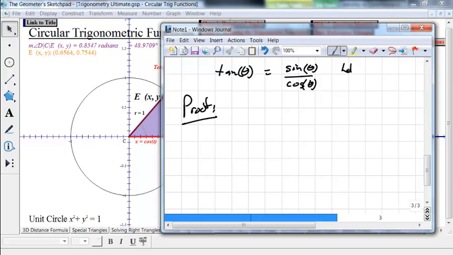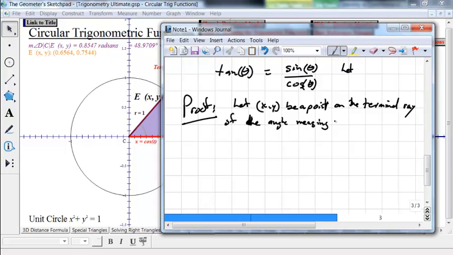Okay, so again, we need some setup. Let (x, y) be a point on the terminal side, terminal ray of the angle measuring theta in standard position. So the angle's in standard position. R is defined to be the square root of x squared plus y squared. Of course, that's the distance to the origin. So now, with that setup, we need that setup for this.